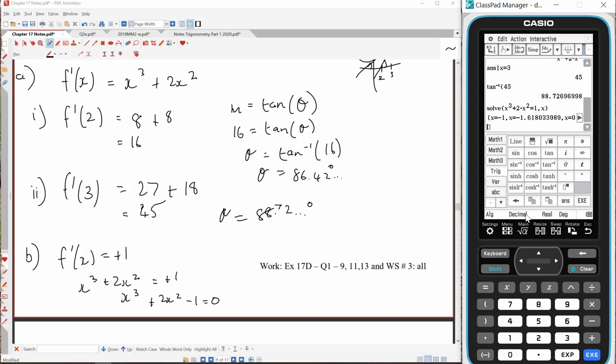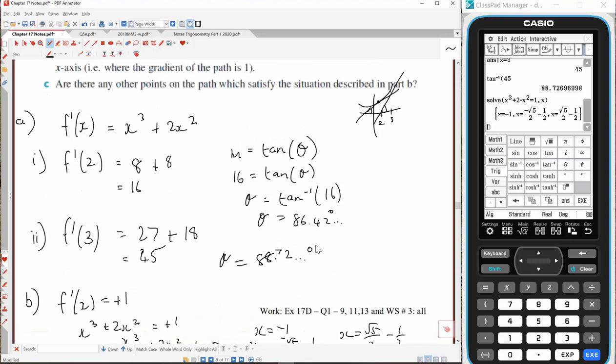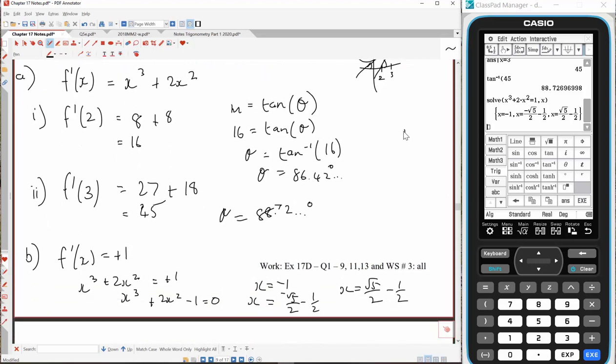And it goes, all right, I'll be 1 at 3 different points. So this is going to be x equals -1, x equals -√5 on 2 take away a half, and x equals √5 on 2 take away a half. Okay, so the cubic function has got 3 instances where it's got a gradient of 1.